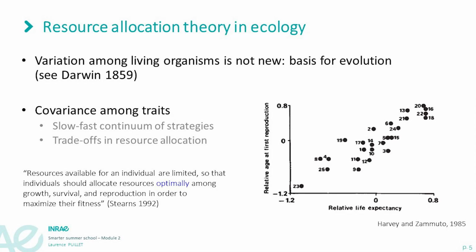So it's not just two extremes. You can find animals that are all along the gradients of strategy. And all these different strategies may be explained in ecology by trade-offs in resource allocation. So basically, what you invest for growth, you will not be able to invest for reproduction or survival and so on.